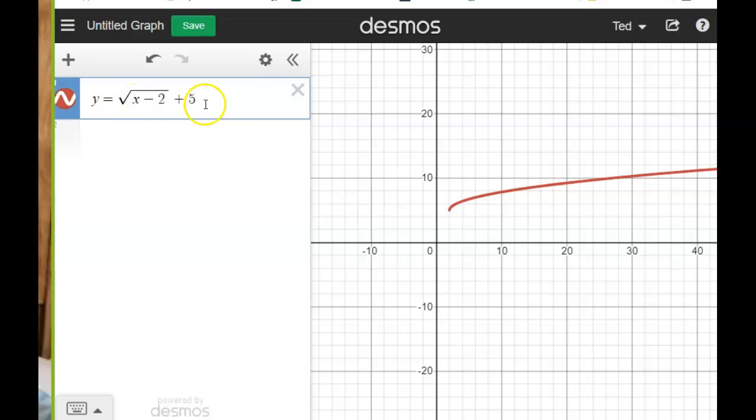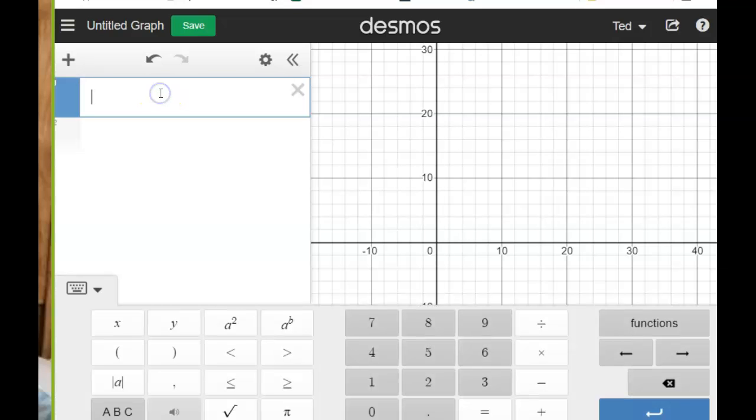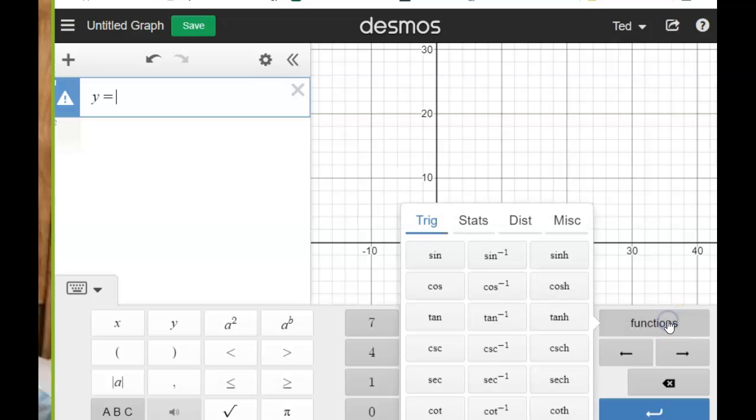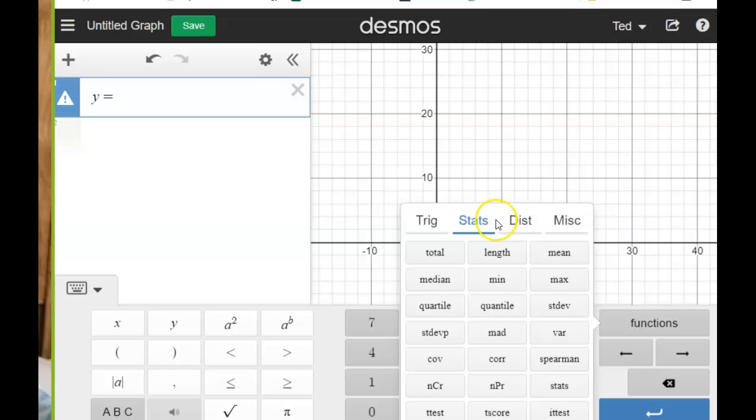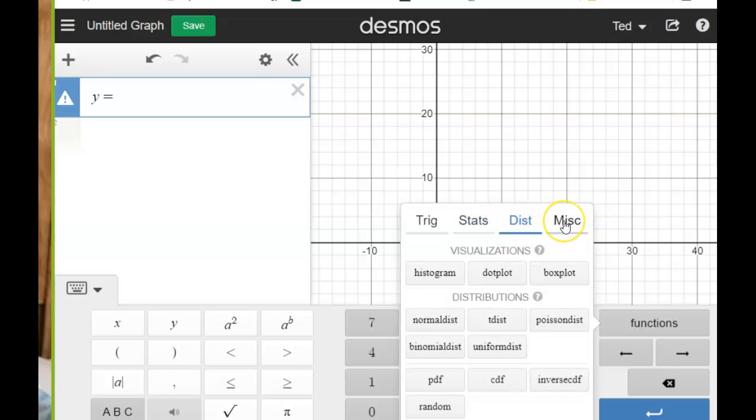Okay, but that's just a quick way, and if you screw up, you can easily hit X and get rid of it. Well, let's say I wanted to do the cube root. This is where you really got to pay attention. There isn't a cube root function right on here. So if I do y equals, where's the cube root function? If you hit this functions button, it gives you another menu. And then you got to just kind of check and see. Most likely it's under miscellaneous.